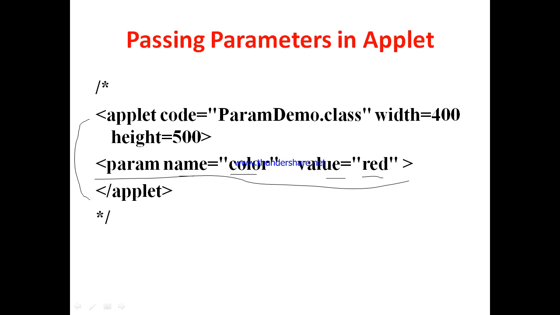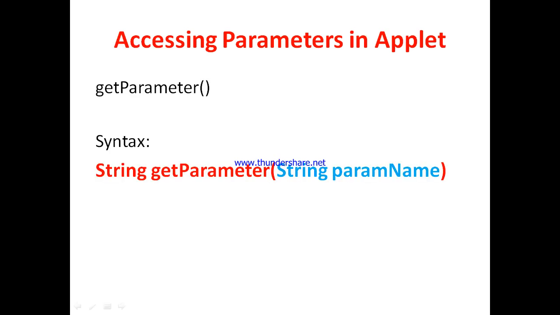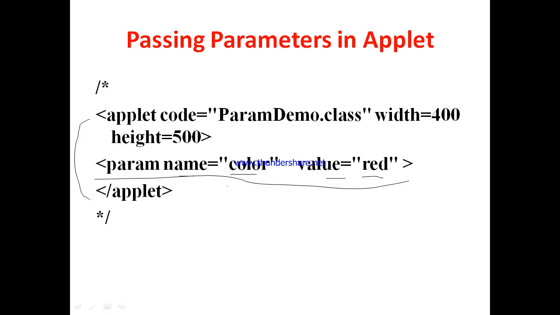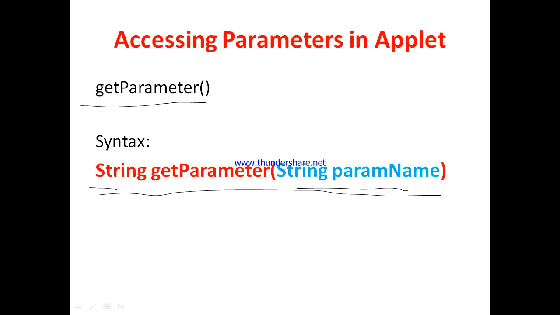In Java we access this value by using the getParameter method of the Applet class. Now let us see the syntax. Here the return type is String, it returns the value, and the input is a parameter name. The parameter name specifies the name which is specified in the param tag. For example, if we write color here, then we get the value of color. Suppose we pass the color parameter, then we get the value red.